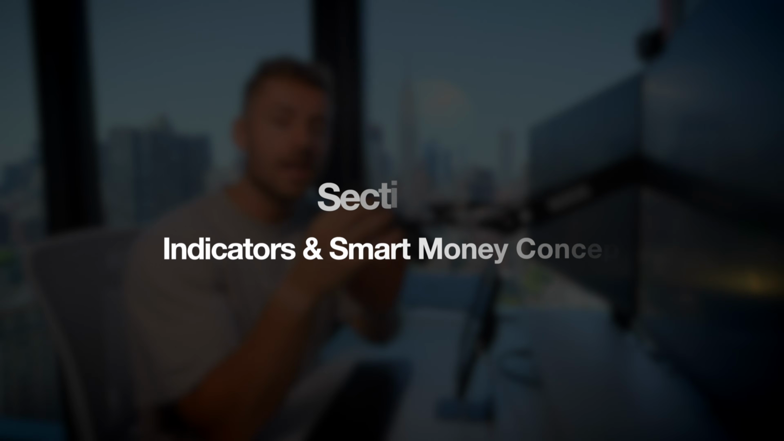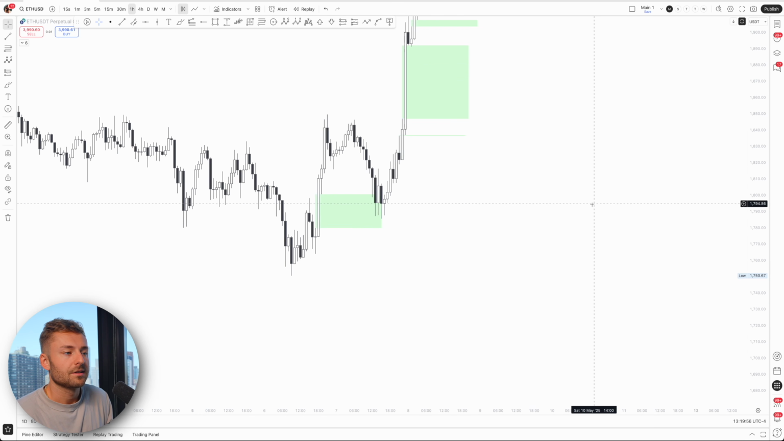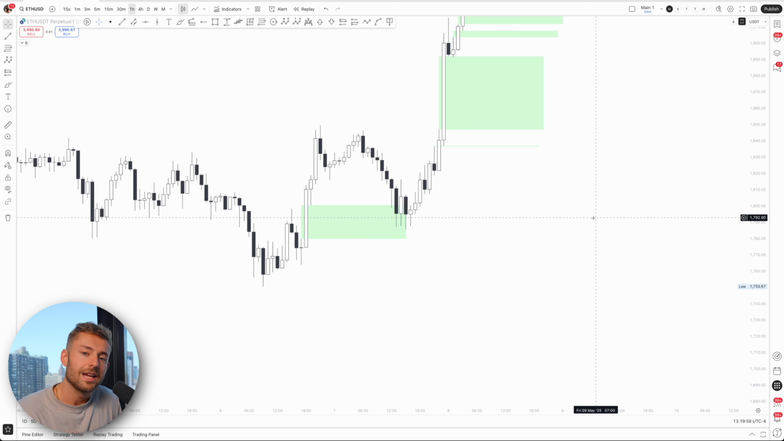So now let's get into section number 5, where I talk about some of the key indicators that I'm using when I'm doing my analysis, as sort of the final touch to get my analysis to where I need it to be. First thing that I want to go over is something that has to do with candlestick structure that is called a fair value gap.